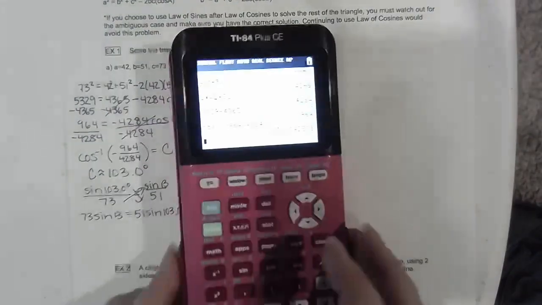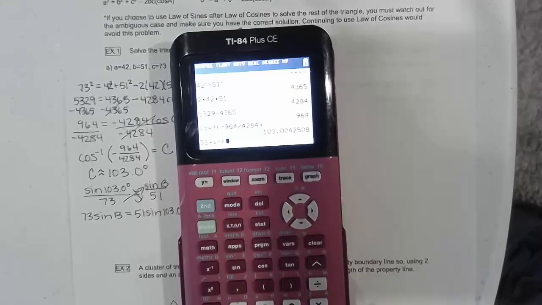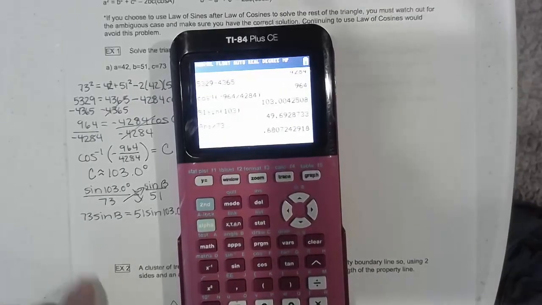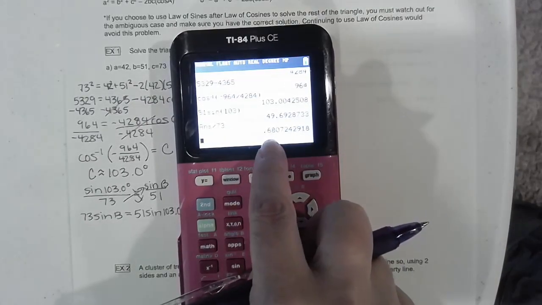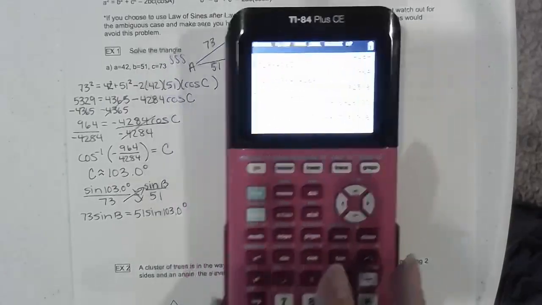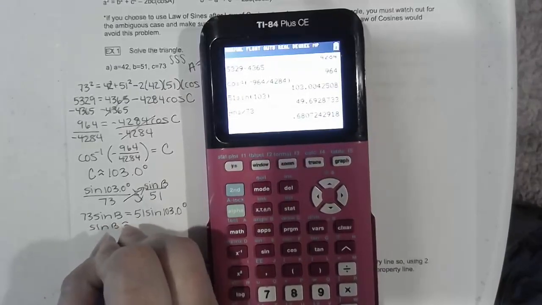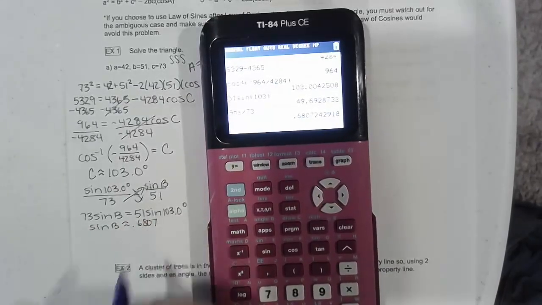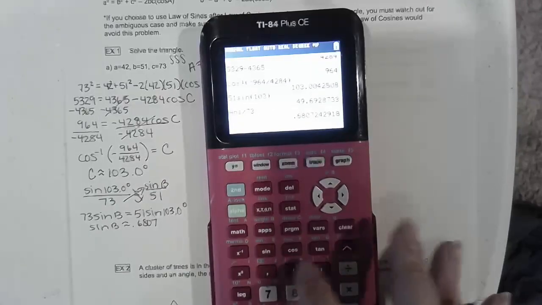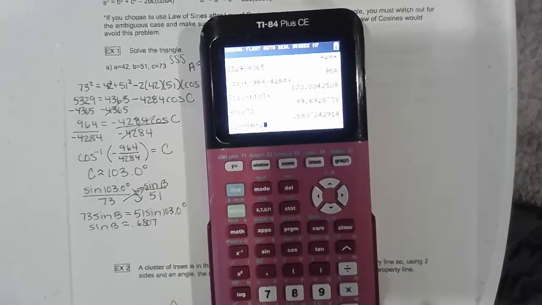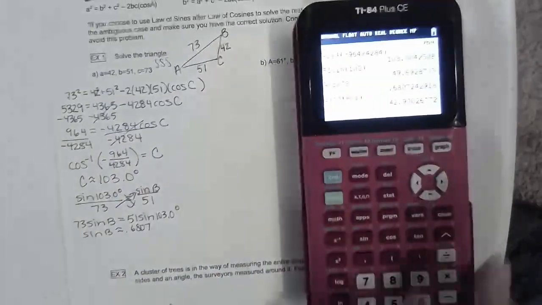So 51 times the sine of 103, and then divide that result by 73. So that gives me 0.6807, and that's the sine of B. So inverse sine, and second answer. So 42.9 degrees.